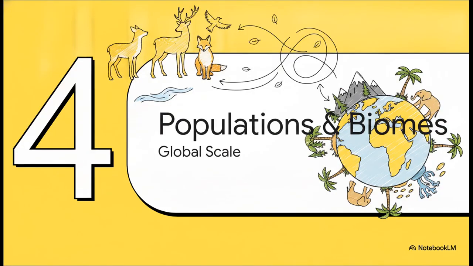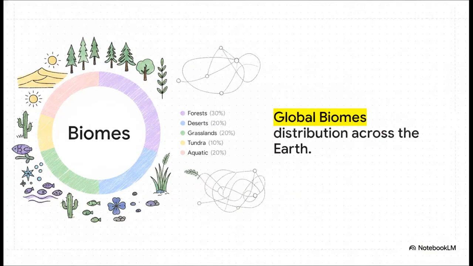Let's zoom out and see how this builds in Section 4, Populations and Biomes. Our Earth is incredibly diverse. It's broken into distinct biomes like forests, deserts, grasslands, the freezing tundra, and aquatic regions. And because these environments are so vastly different, they require entirely different survival tools. Let's practice a claim, evidence, and reasoning, or CER model here to see how this works for animals.